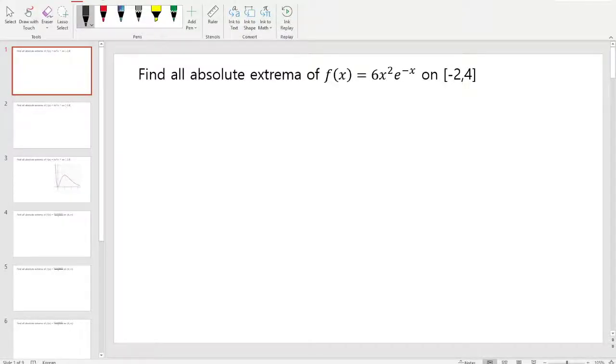Find all absolute extrema of f of x equals 6x squared e to the negative x on the closed interval negative 2 to 4. Now, usually when you are being asked for absolute extrema on a closed interval, the way you do it is first identify the critical numbers and then evaluate the function at the critical numbers and at the endpoints. And among those values, you just pick the highest and the lowest. Those are your absolute maximum and absolute minimum.